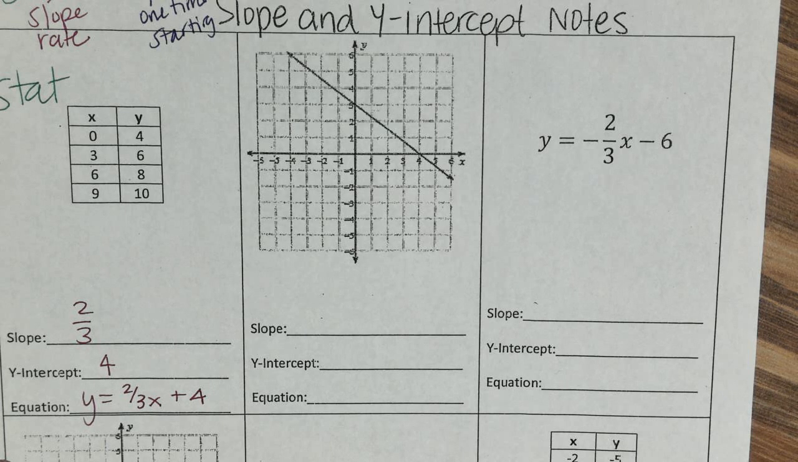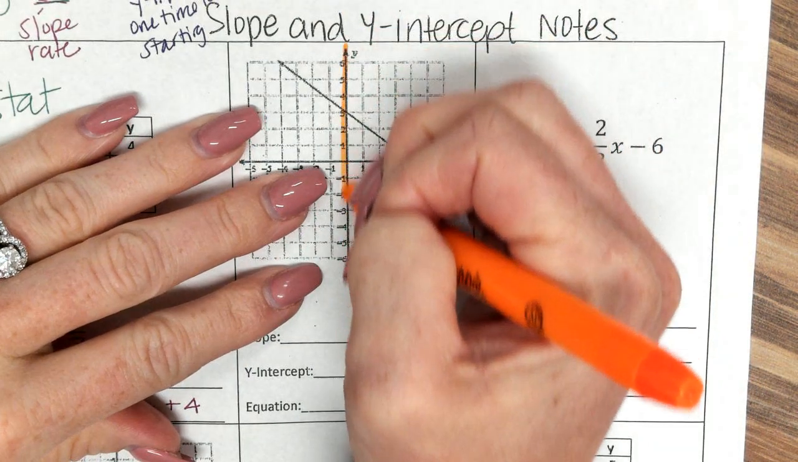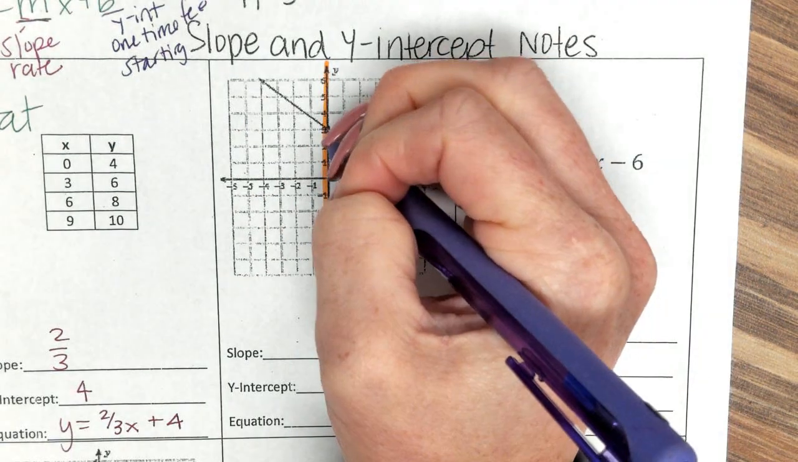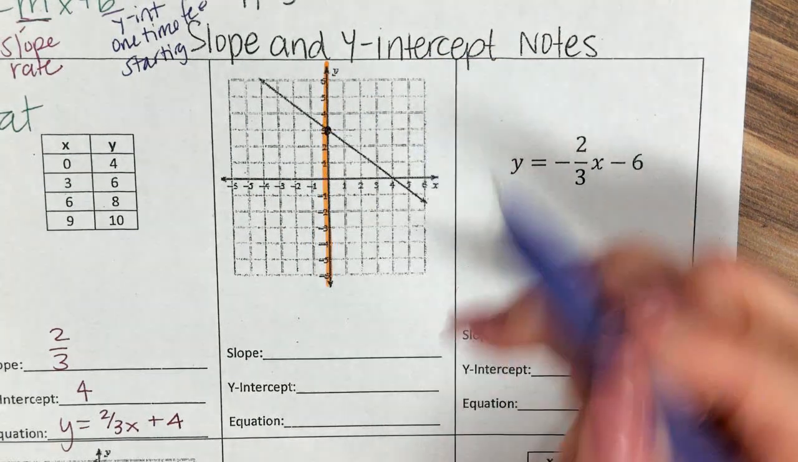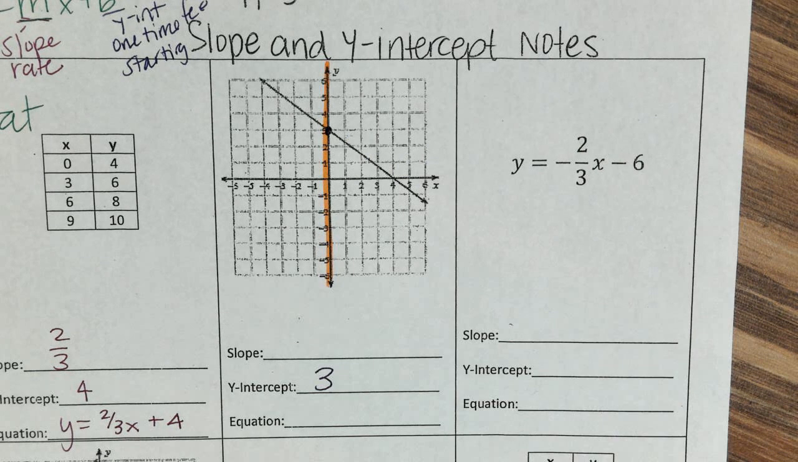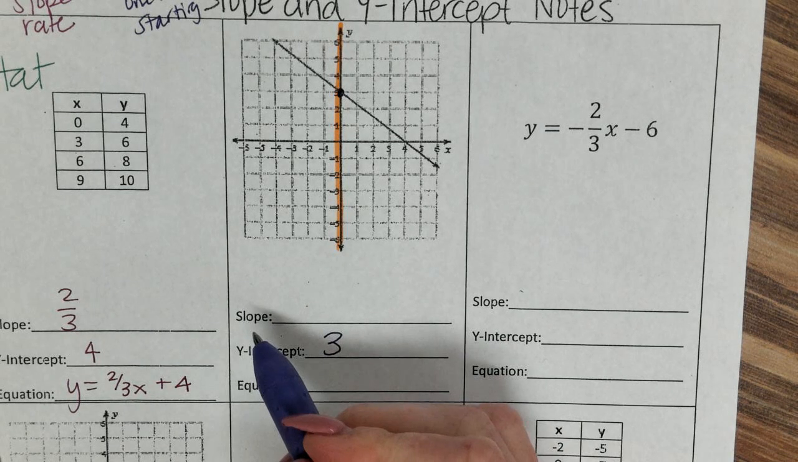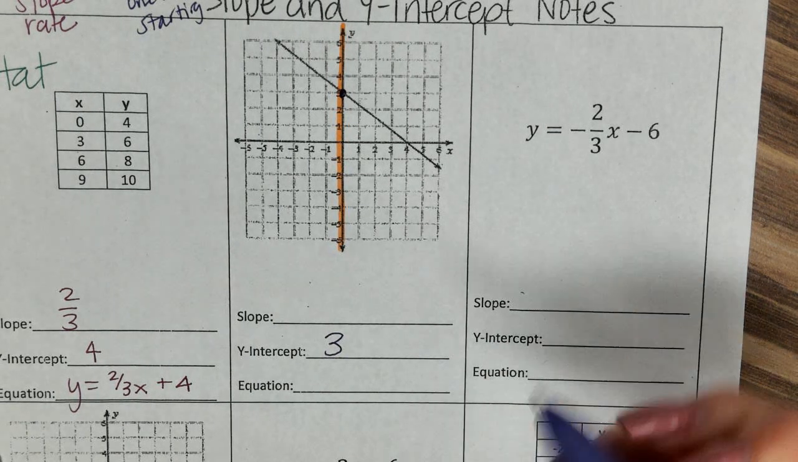Now let's talk about the y-intercept. The y-intercept is where the line touches the y-axis. Here is the y-axis. Where is this line touching the y-axis? At 3. Everybody agree, yes?